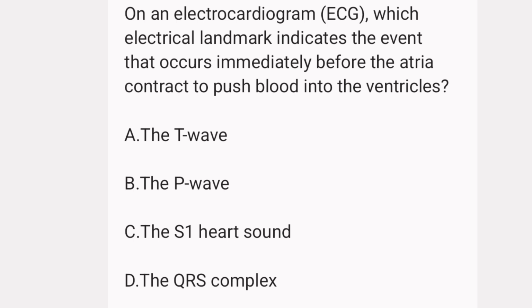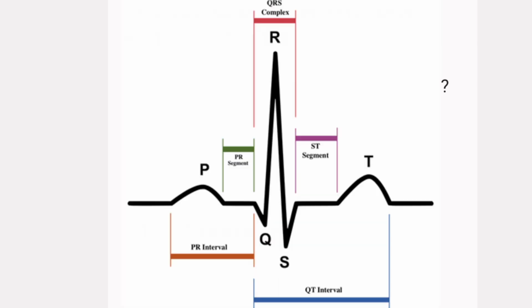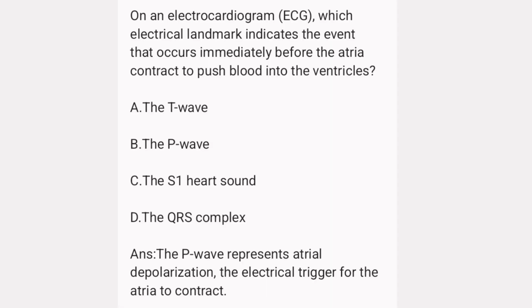So the question is about the event that occurs immediately before the atria contract to push blood into the ventricle. That is the first event. So in the ECG, the first wave, the P wave, denotes this event. So our answer is option B. The P wave represents atrial depolarization, the electrical trigger for the atria to contract. So let's go to the next question.